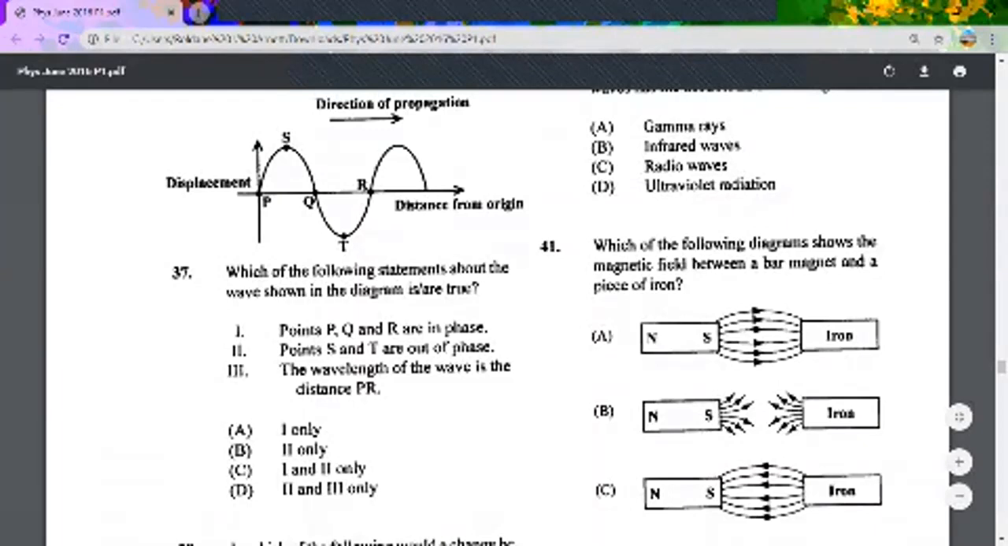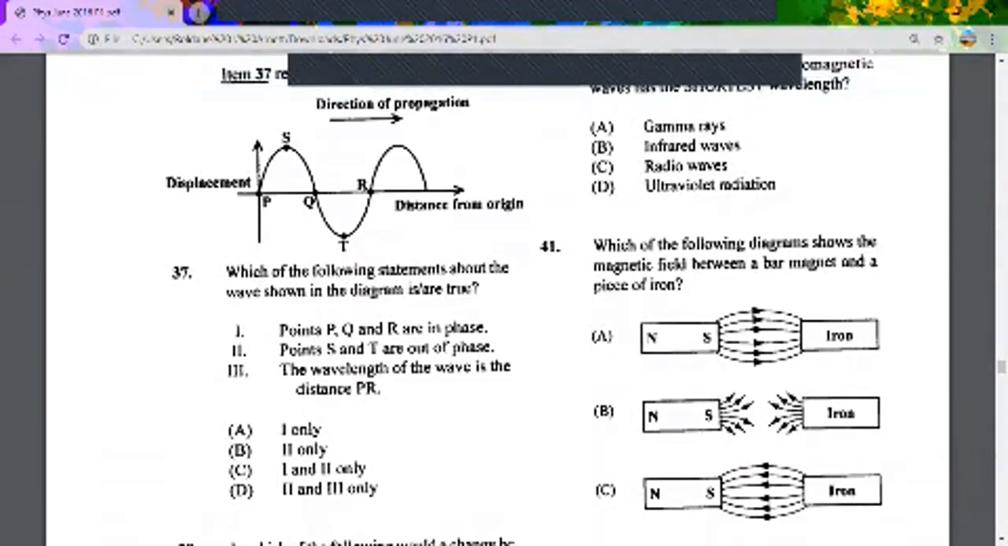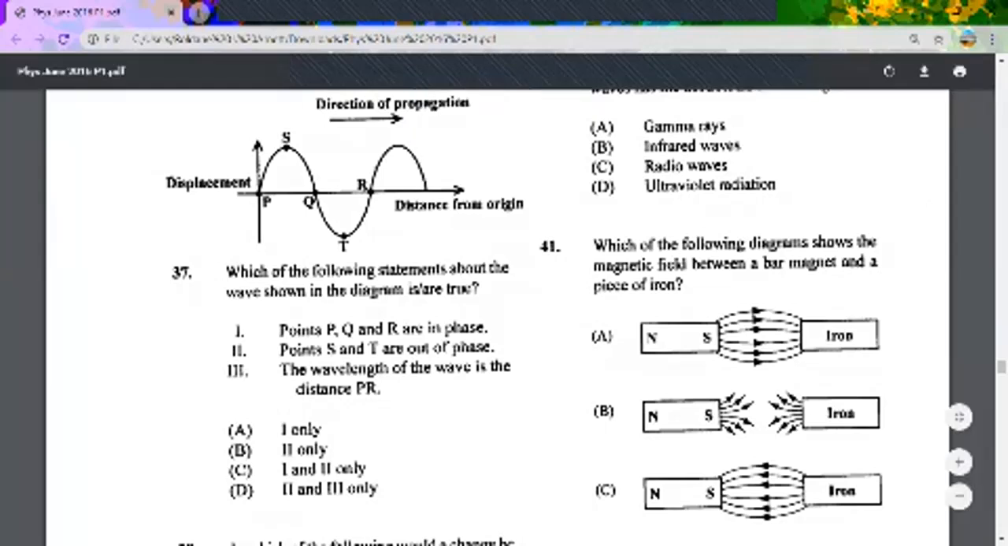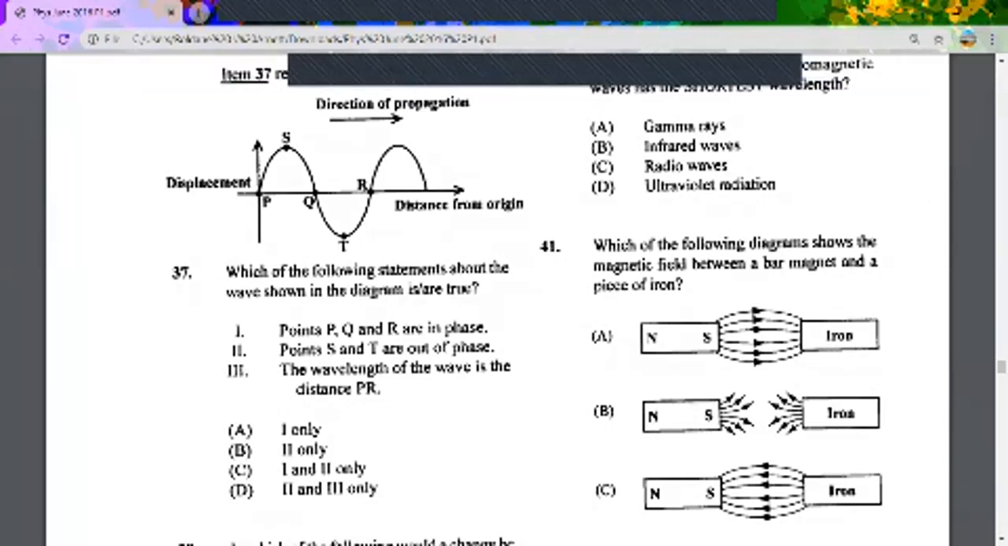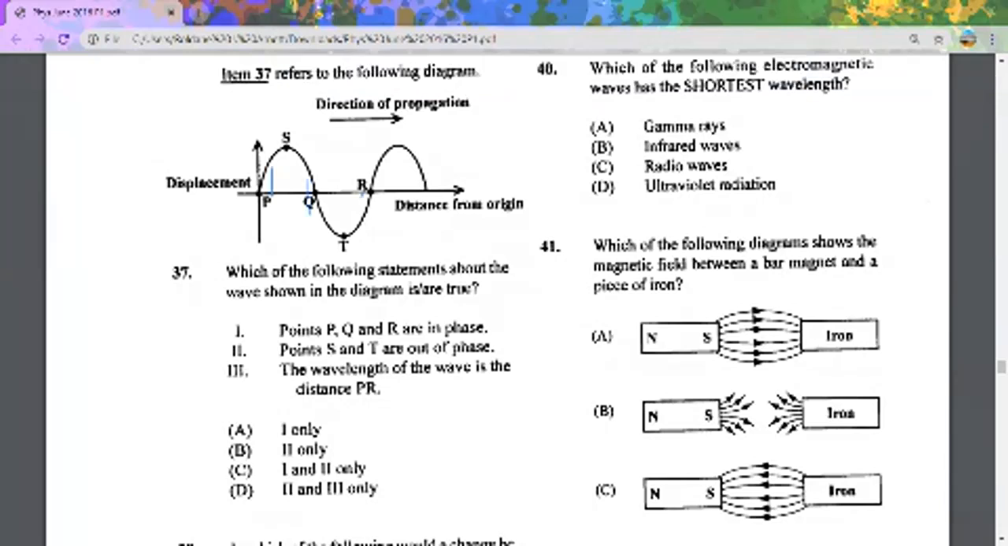Let's see why 1 is not included. 1 says P, Q, and R are in phase. That's not true. P is actually going up, while Q is going down, and then R is going up. So this one would be going down, Q. Any particle at R would be going up. Any particle at P would be going up also. So P and R would be in phase, but none of them would be in phase with Q.